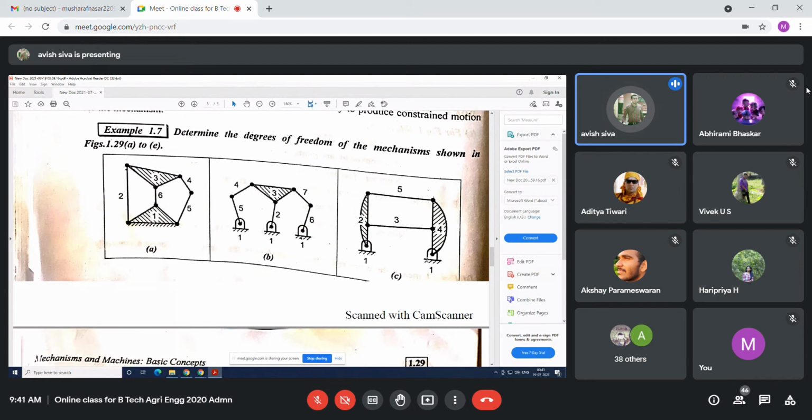Number of binary joins, that is equal to 6. Okay, anyone having any doubt in figure example 1.7c?